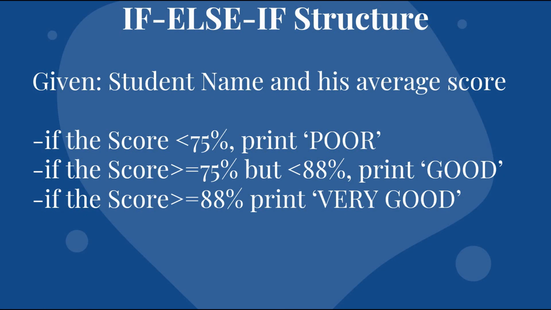So, ito yung gagawin po natin. So, the problem is, kailangan nating humingi or kailangan nating hingin yung student number at yung average score ng isang student. So, if the score is less than 75%, print poor. If the score is greater than or equals to 78 but less than 88%, print good. And then, if the score is greater than 88, print very good. So, paano ba natin gagawin yan?